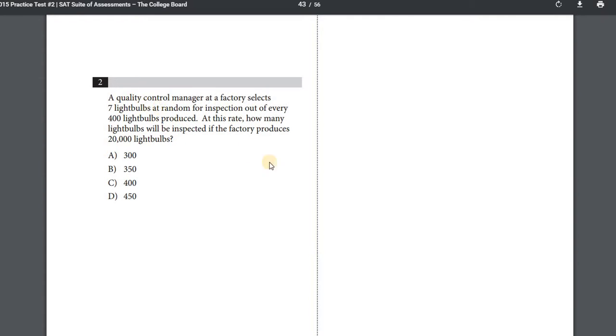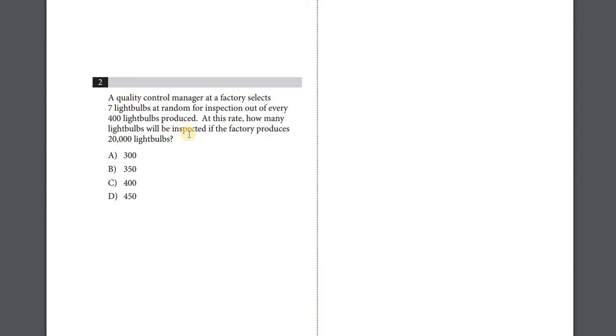Alright, so a quality control manager at a factory selects 7 bulbs for inspection out of 400 bulbs that are produced. At this rate, how many bulbs will be inspected if the factory produces 20,000 bulbs? One thing you can note right here is 7 bulbs inspected out of 400 produced, and then out of 20,000 produced, how many will be inspected?